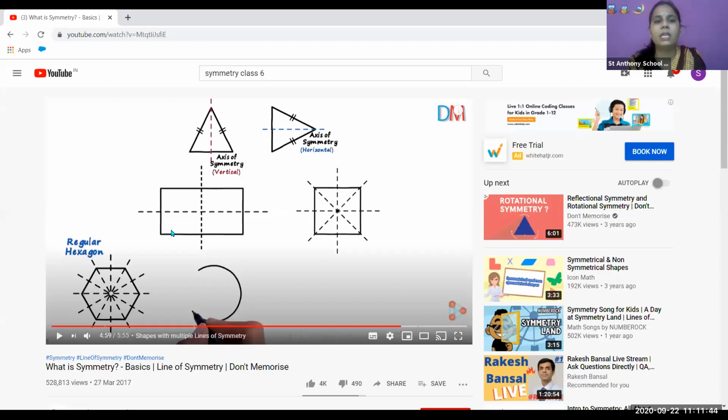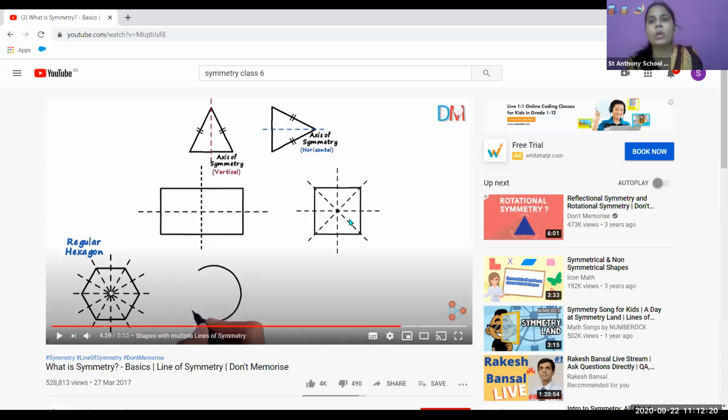Now, if we take an example of a rectangle, we can draw a vertical line, or else we can draw a horizontal line from the midpoint of these two sides, right? Midpoint of these two sides, midpoint of these two sides. If we fold it on this side, it can fold and exactly overlap. When we fold from this side, it will also overlap to this side. That means it has only two axes of symmetry. We cannot fold it from this side, right? So a rectangle has only two axes of symmetry.